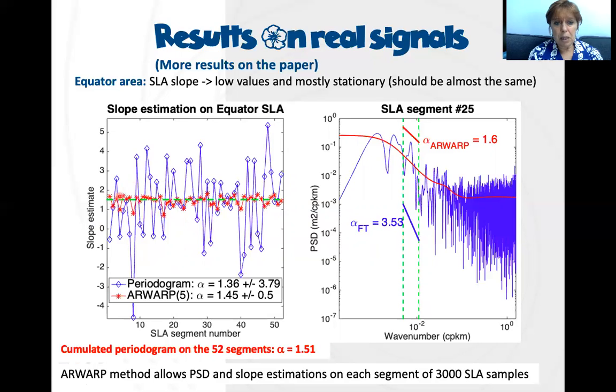And the mean value is 1.45, which is in agreement with the slope estimated by the conventional method on the whole 52 segments. And on the right, you see an example of a PSD estimated on one segment of 3,000 samples. In blue, the periodogram with a huge variance, and in red, the R-warp PSD estimation, which is smoother, and then you can understand that the slope will be easier to estimate.